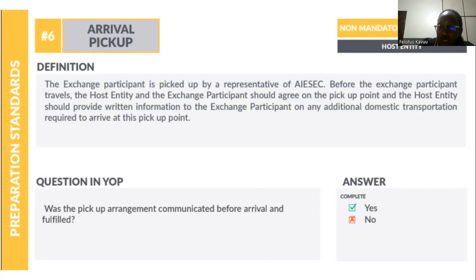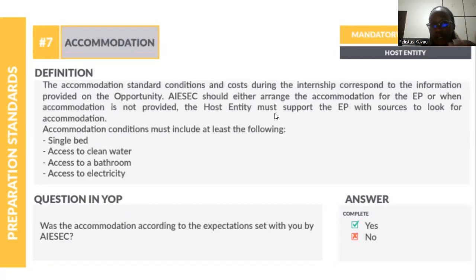This is very important. Before the EP travels, the host entity and exchange participant should agree on the pickup point, and the host entity should provide written information to the EP on additional domestic transportation required to arrive at this pickup point. Basically, just do proper expectation setting. Give them as much information as you can, like who will cater for the transport fee from the airport to the house? Is it the EP from their own pocket, or will ISEC cater for it? Things like that. Just make sure the lines of communication are clear.